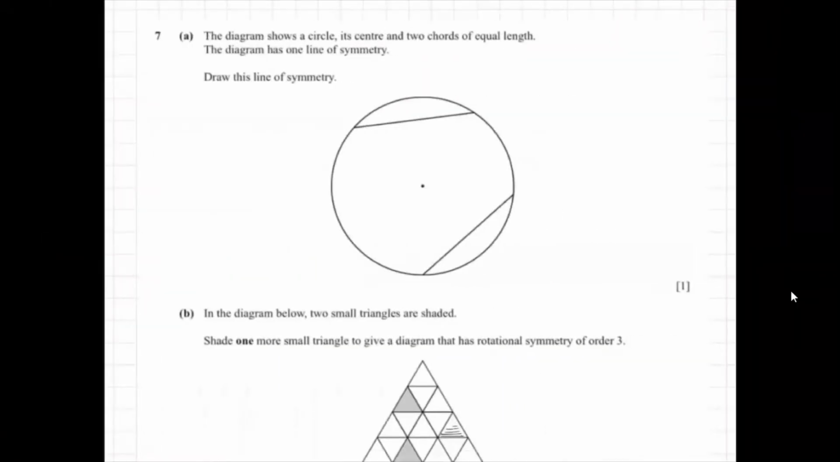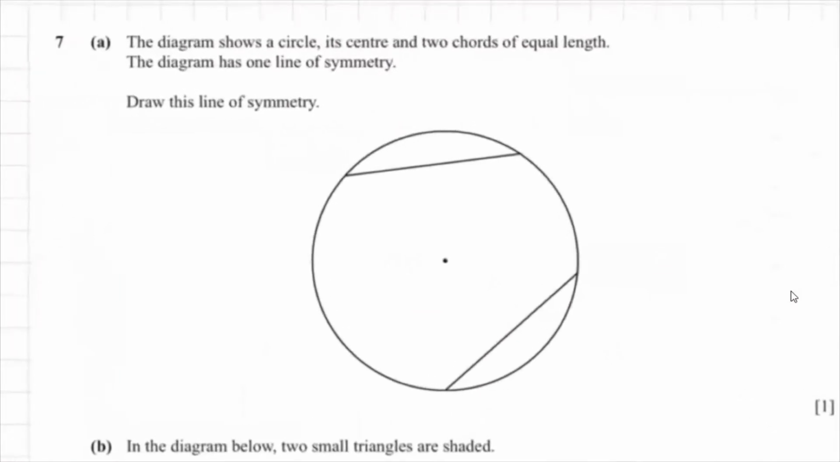The diagram shows a circle, its center and two chords of equal length. These are the chords. Chords are lines that divide a circle in two parts. These are the two chords and this is the center over here. The diagram has one line of symmetry. That's pretty obvious. Draw this line of symmetry. So the line of symmetry will be over here, passing from the middle. This is how your line of symmetry would be.